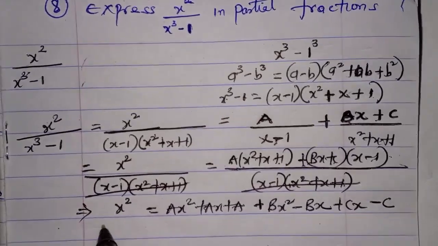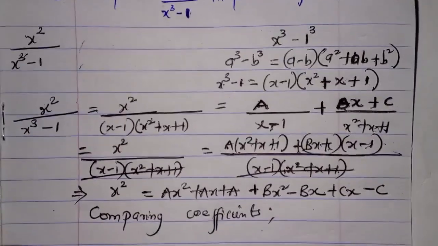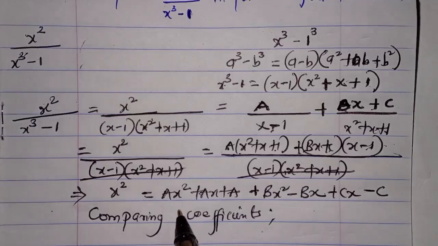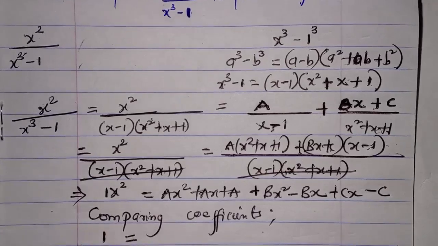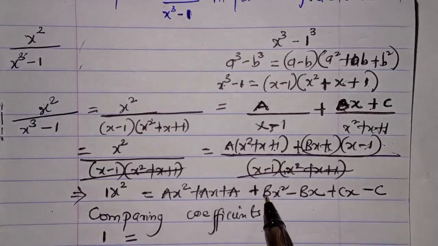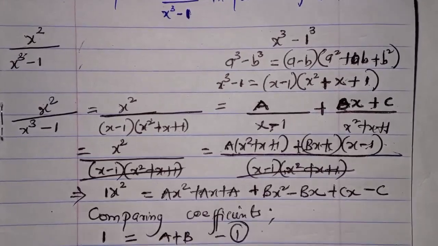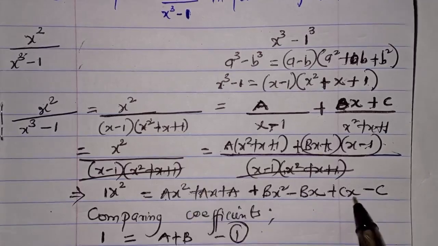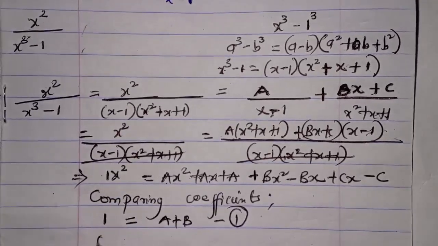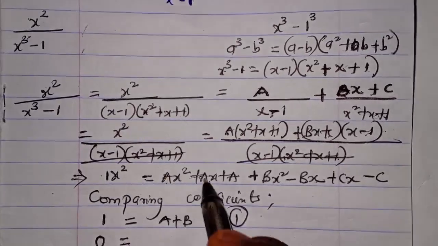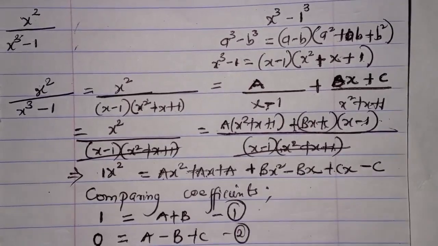So we are going to say, comparing coefficients. There is a term in x squared at the left. There are some terms in x squared at the right. The coefficient of x squared here is 1. So I'm going to say 1 is equal to, for x squared here, we have a as the coefficient and b as the coefficient of x squared here. So I'll add their coefficients. That's equation 1. There are some terms in x here. We have 3 terms in x here: ax, minus bx, cx. There is no term in x here, so that is 0. Then the terms in x here, we have a minus b plus c. That's equation 2.